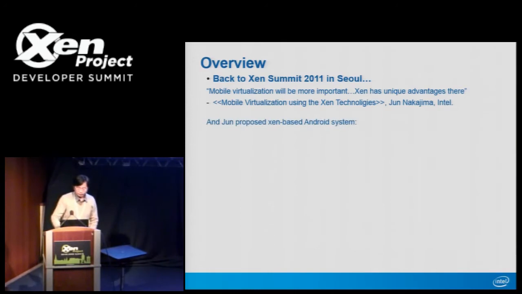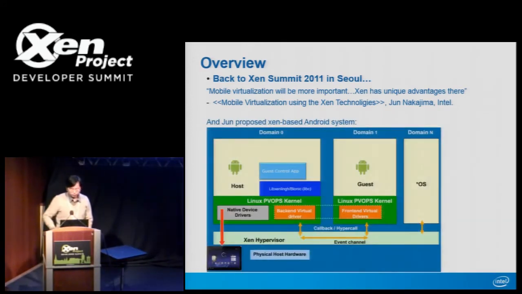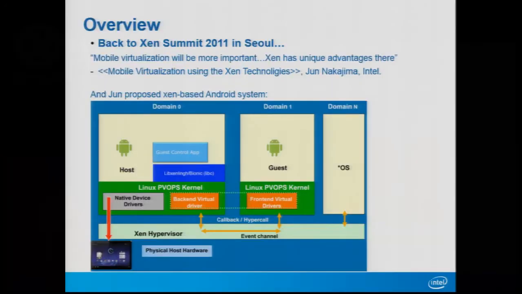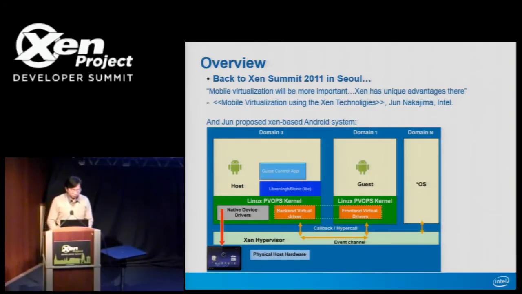Jun also proposed something like this: host domain 0 runs the host Android, and domain 1, or domain U, runs guest Android. Both of them are PV. Actually, he also provided another system I didn't show here, where domain U is used as an HVM and runs Windows.